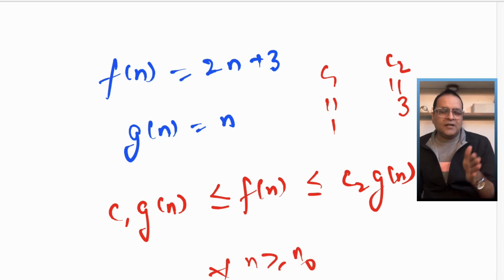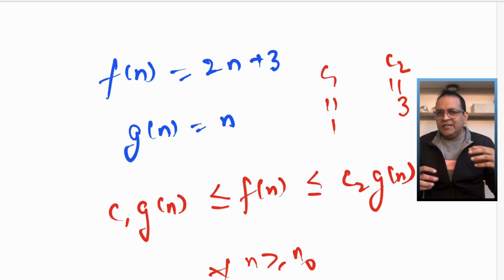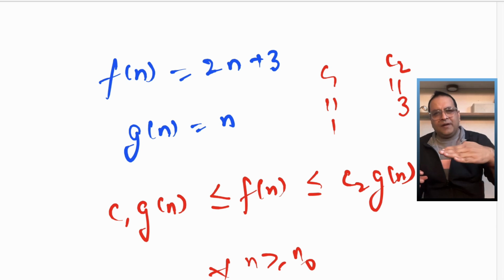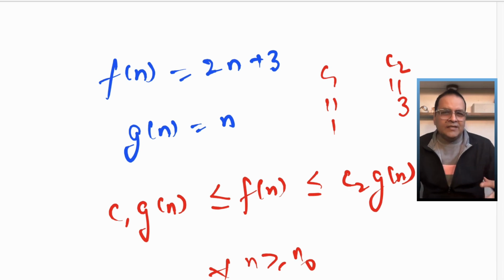It means that after a certain value of n, we can find two constants. When you multiply one constant with the function g(n), it will always go below f(n), and if you multiply another constant with g(n), it will always go above f(n). That way theta is a much tighter bound than big O and small o. And you can argue that we should be finding theta complexity instead of upper bound or lower bound. Your argument may be right, but in the industry, our focus is mainly on the upper bound. In the coding interview, our focus is only on the upper bound or the big O.